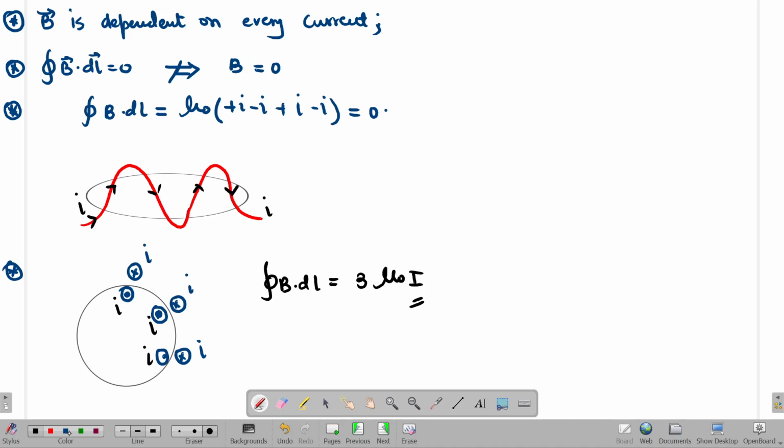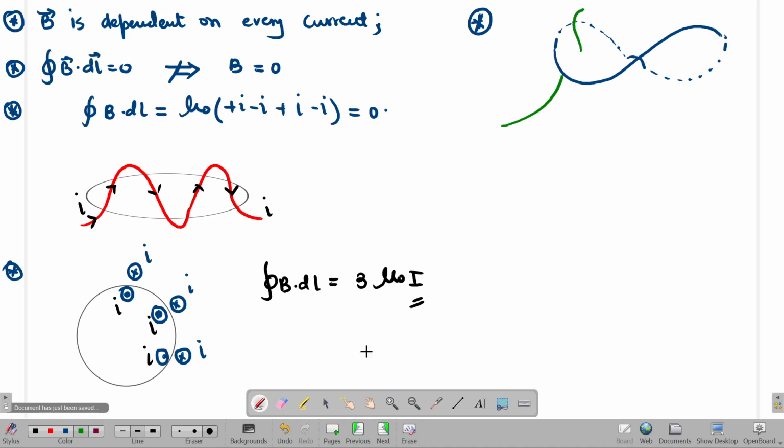I'll take one more example. Let's suppose I created an infinite kind of a loop, with a void, and inside it I made some wires carry current. Got it? So this is current I1. This is current I2. Are you able to get me? And this is current I3.